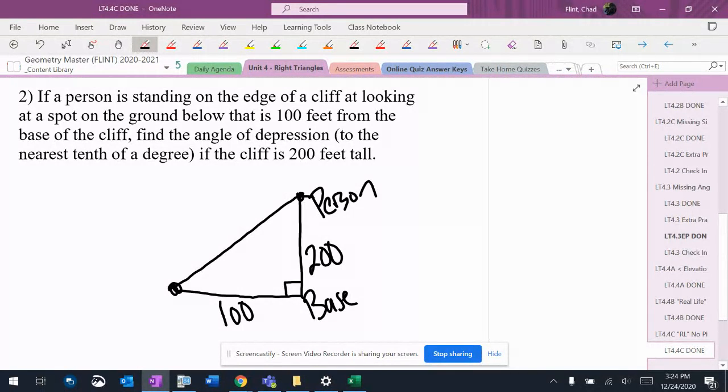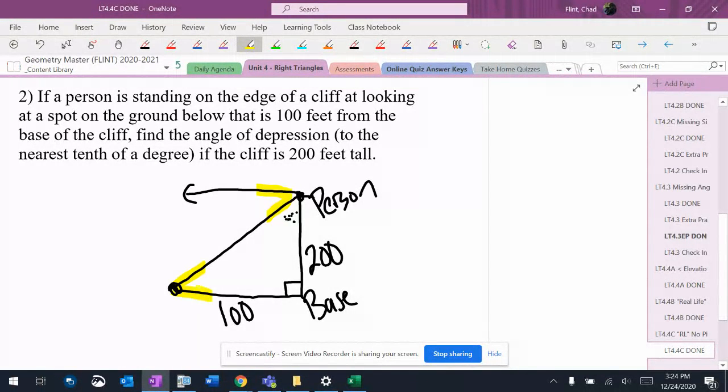It says find the angle of depression. Now, I got to be careful here because this is where the most likely place to put it is right in there where I'm putting all those dots. It doesn't go there. Angle of depression and elevation has to go from horizontal. So technically, the angle of depression would be right there. Not helpful because it's not in the triangle.